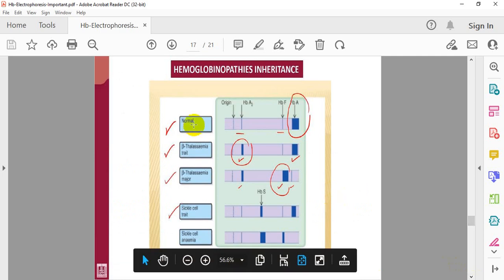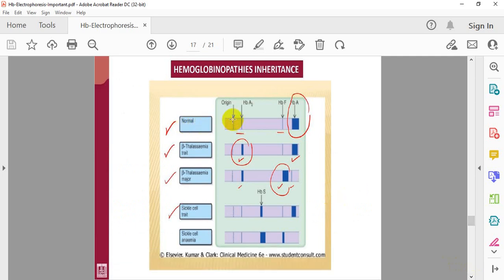So we can see for a normal patient, using the migration, this is the origin. So the specimen will move from here. So this is hemoglobin A2, fetal hemoglobin. So you can say hemoglobin A2 is heavier than fetal hemoglobin, which is also heavier than hemoglobin A.